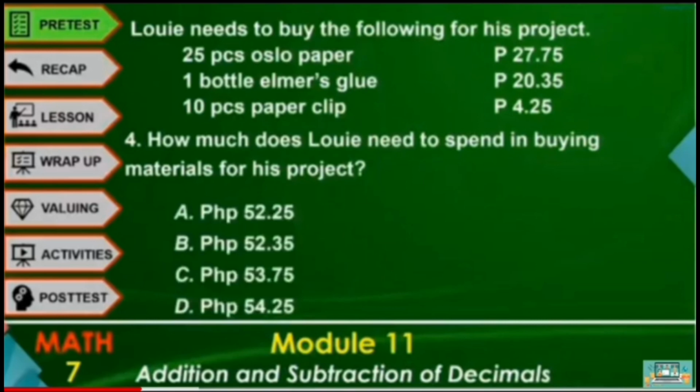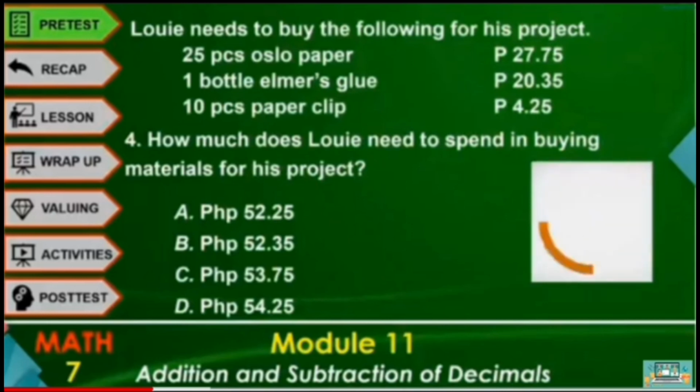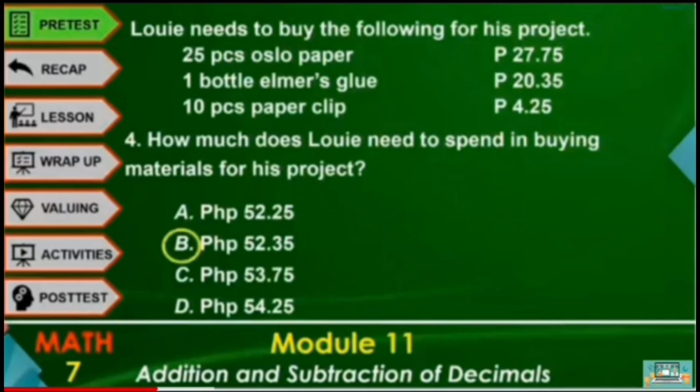A. 52 pesos and 25 centavos. B. 52 pesos and 35 centavos. C. 53 pesos and 75 centavos. Or D. 54 pesos and 25 centavos. The answer is B. 52 pesos and 35 centavos.